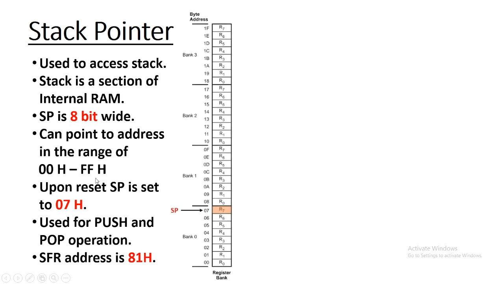So when 8051 is powered up, the SP stack pointer register contains the value 07H. It means that RAM location 08 is the first location used by the stack. The storing of a CPU register in the stack is called push, and pulling the content of the stack back into a CPU register is called pop. So push and pop operations are performed on the stack.